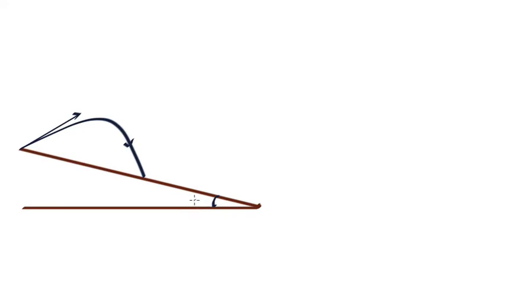We have a 30-degree incline from the top of which a projectile is launched with an initial velocity of 40 meters per second, making an angle of 30 degrees with the horizontal. So if I draw a horizontal line out here, then this angle is 30 degrees. We are interested in finding out how far down the incline it lands.